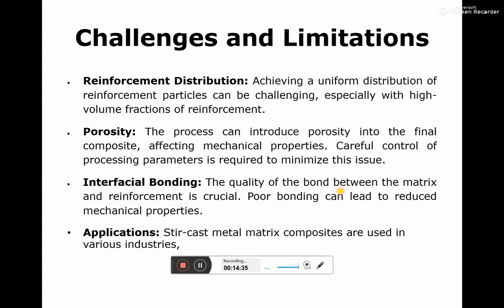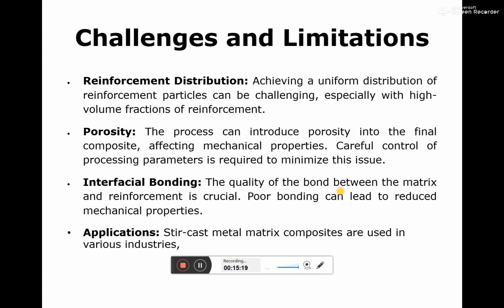And what are the challenges and limitations in the stir casting process? Mainly reinforcement distribution. Achieving uniform distribution of reinforcement particles can be challenging. Through the powder feeder we are supplying reinforcement particle powders like silicon carbide or boron carbide or different particles. Even while you are using appropriate speeds, uniform distribution of particles in the matrix is always a challenge in the stir casting process.